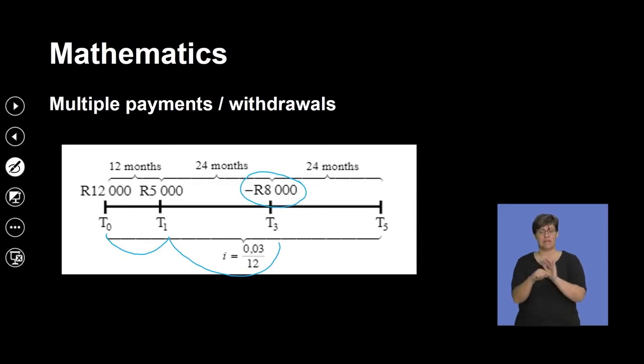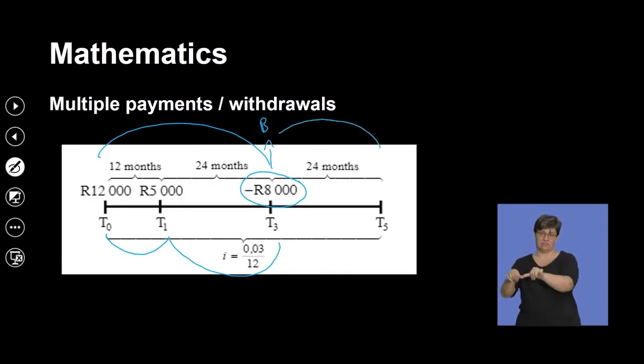The reason for the minus there is to show that she actually withdrew from her account, and then she leaves the balance. So for this duration, the interest was being earned, and then here she took out money, and the balance that was there was left for the remainder of the investment for it to gain some interest there.